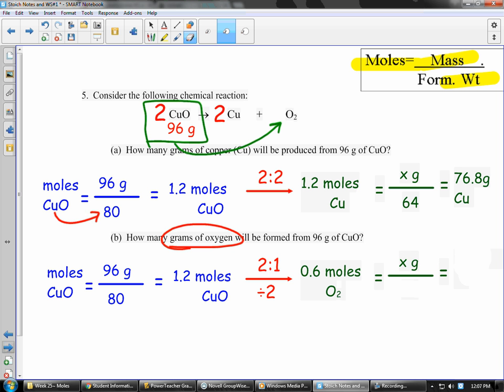Which formula weight do you think you should put here? Sometimes students put a 16. However, if we want oxygen gas, remember they're diatomic. They always come in a set of 2 stuck together. So if I put them on their little scale, they would not be 16 in their formula weight, they would be 32. Multiply these two numbers together, and you get 19.2 grams.